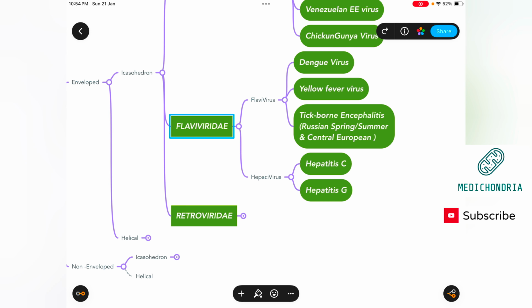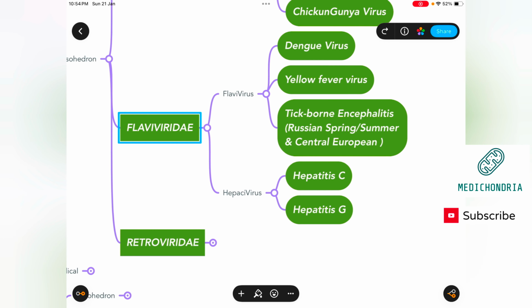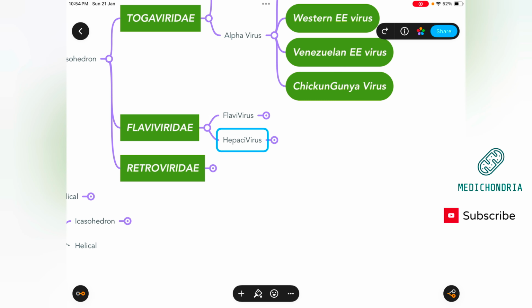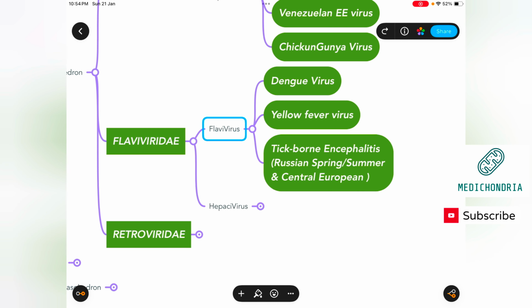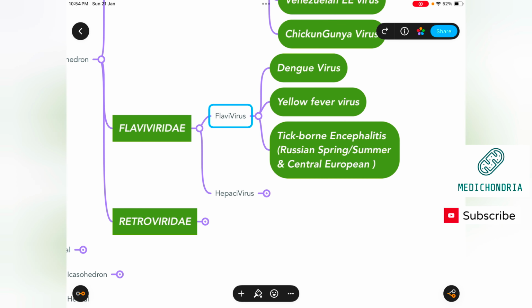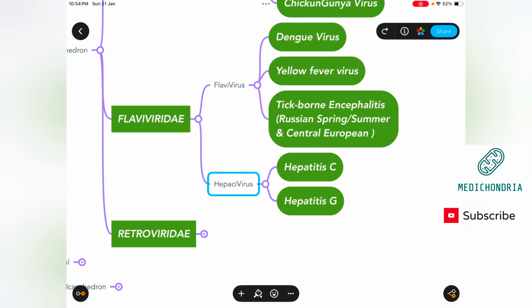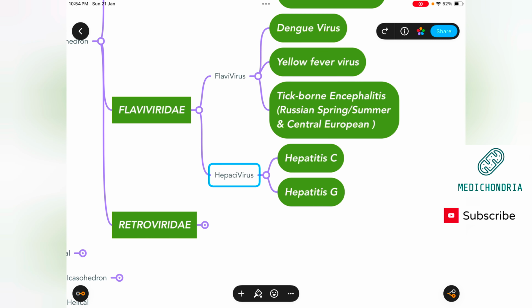Flavi means color. It's a yellow color, a yellow tint. So it is further divided into flaviviruses. This is a genus. Okay, Flaviviridae is a family, and these two are genera. And flaviviruses include dengue, yellow fever, and tick-borne encephalitis like Russian spring-summer and Central European viruses. And we have hepaciviruses. So over here, hepatitis C and hepatitis G. Hepatitis G is classified elsewhere in most of the books, but we still kept it here since it correlates with hepatitis C a lot.